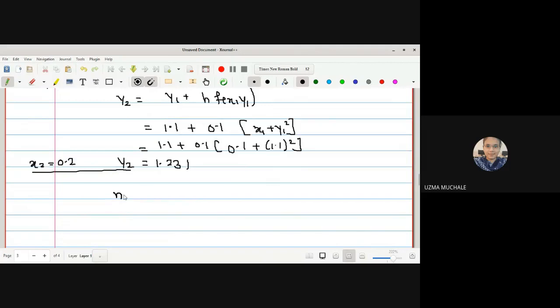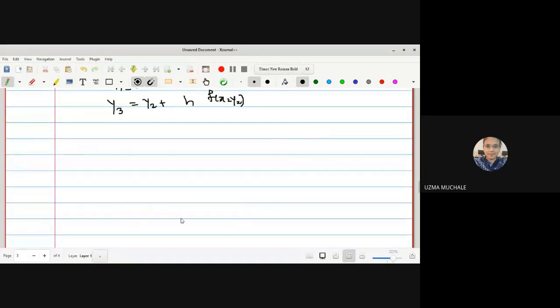Now let us proceed by putting n equal to 2 in Euler's formula. We get y3 is equal to y2 plus h into f of x2, y2. Y2 we have calculated just now. It is 1.231 plus h, which is 0.1, into x2 plus y2 square.